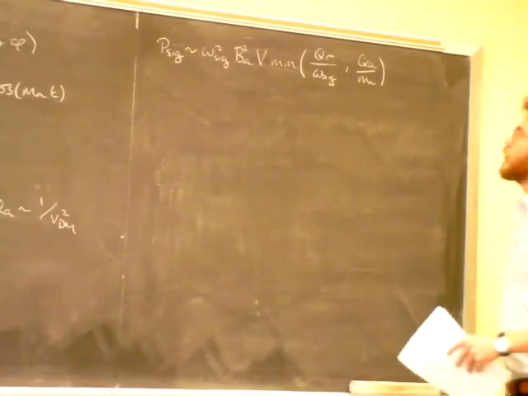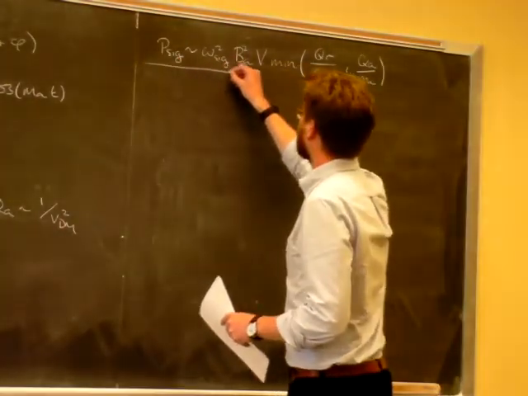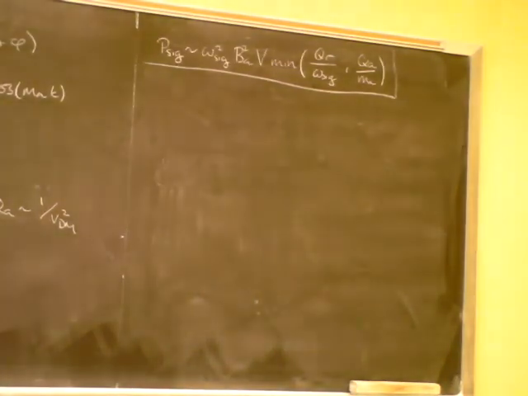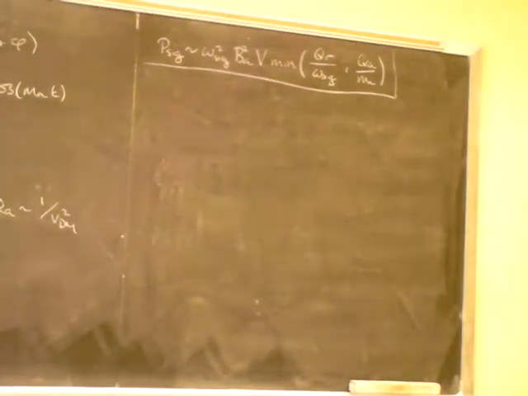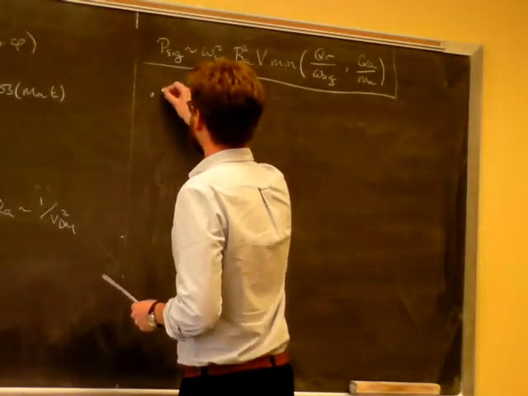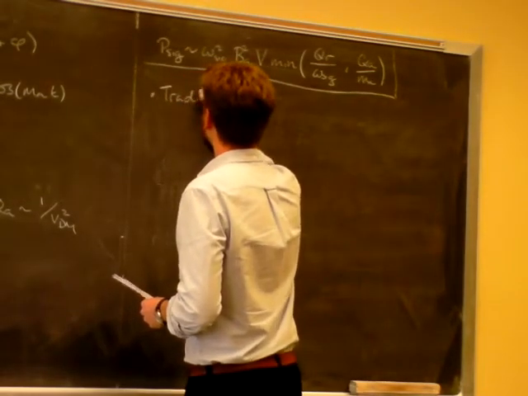Okay, so this is the formula that we will now use to compare different approaches for axion detection in resonant apparatus. So the first thing is, what do people do in traditional haloscopes?